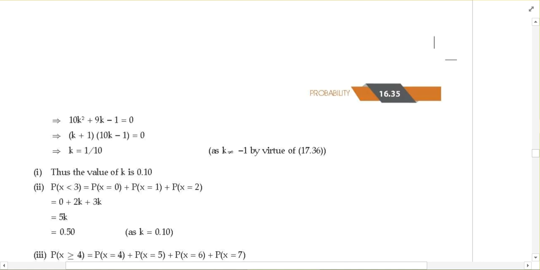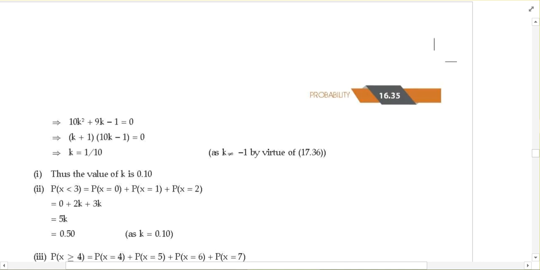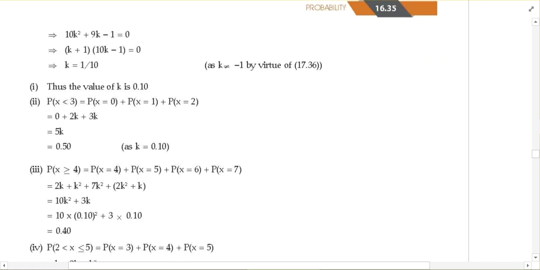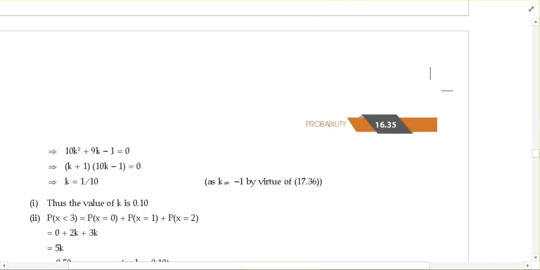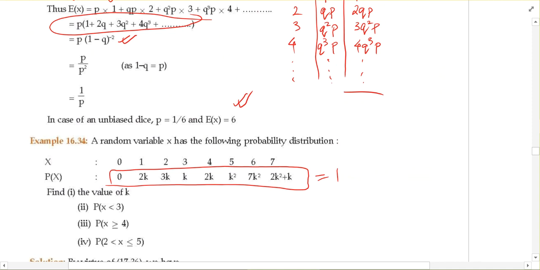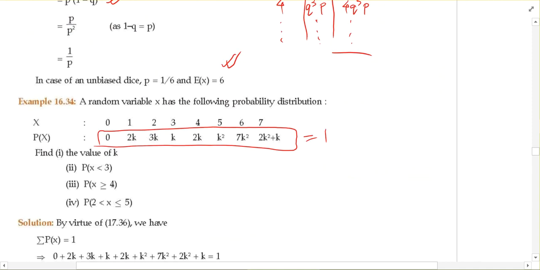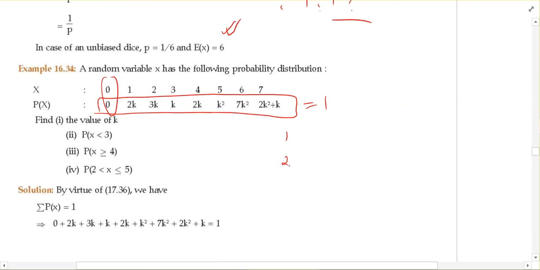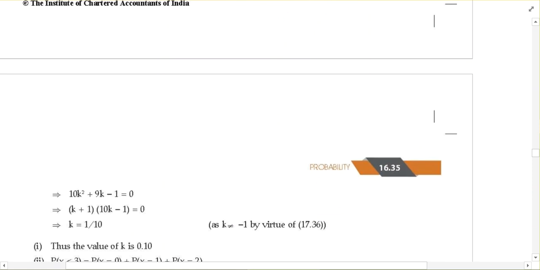There you get the value of k to be equal to either 1 by 10 or minus 1. Minus 1 is not feasible because that is a negative value. Okay, so k is 1 by 10. By putting the value of k as 1 by 10, we get the fresh table. We have to put this here. We will skip this one because the probability is 0. So x is 1, 2, 3, 4, 5, 6, and 7. K is 1 by 10, that is 0.1.